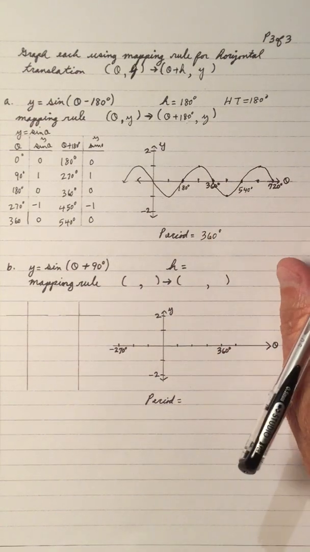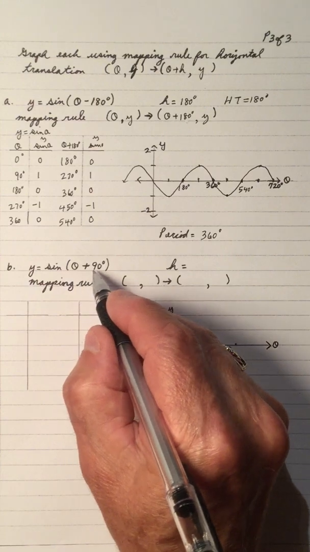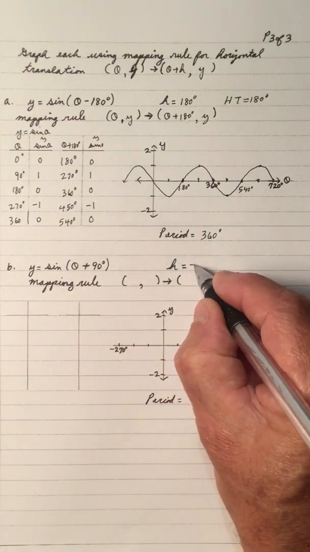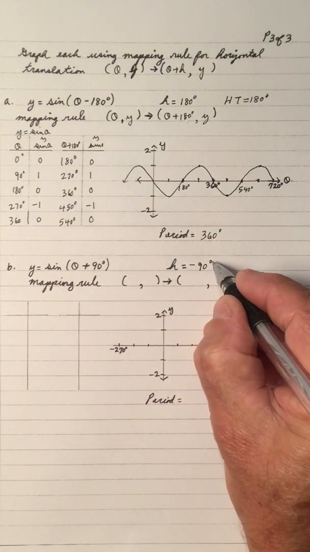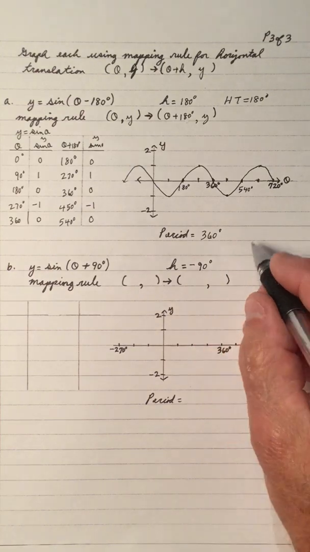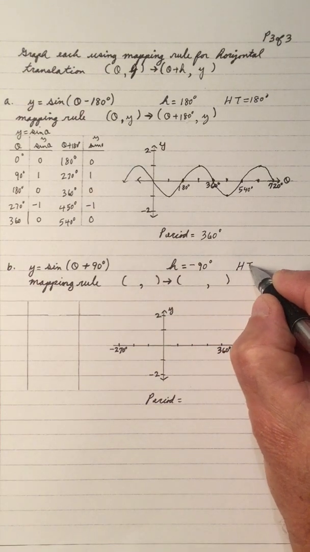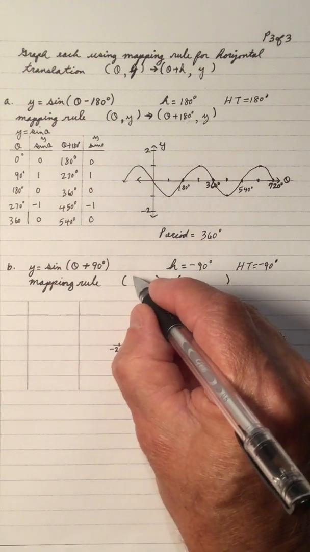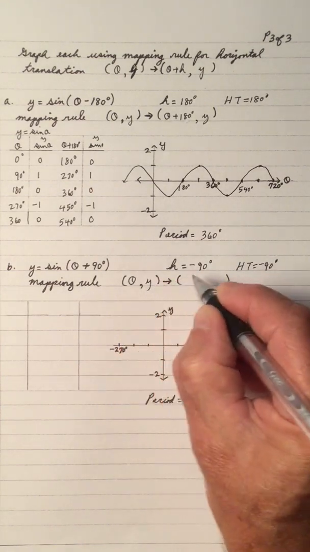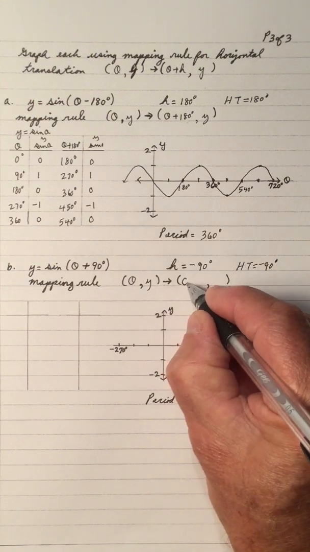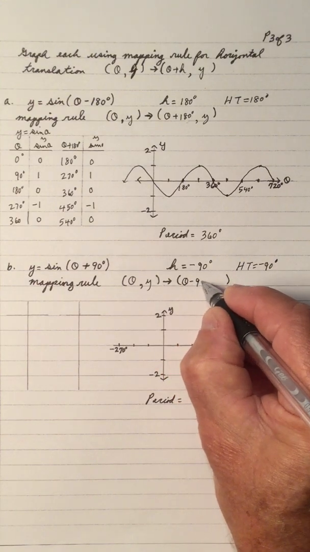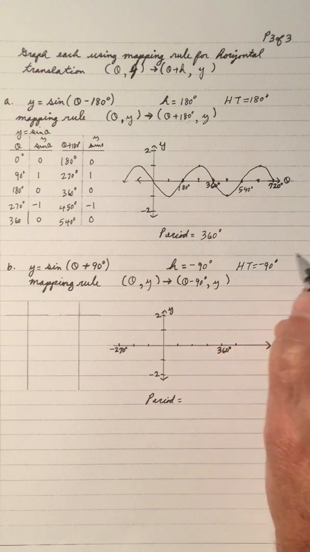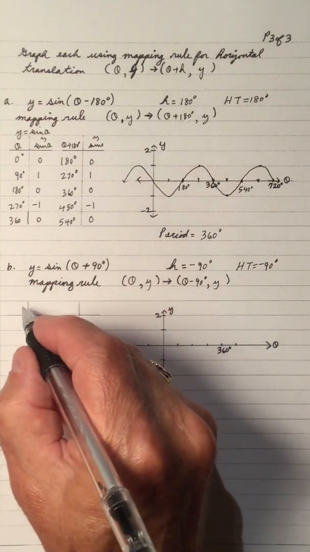Now let's look at another one. y equals the sine of theta plus 90. So H is a minus 90, which means it's going to move 90 degrees to the left. So the horizontal translation is a minus 90, 90 degrees to the left. Mapping rule, theta and y. So now it's theta minus 90, comma y.